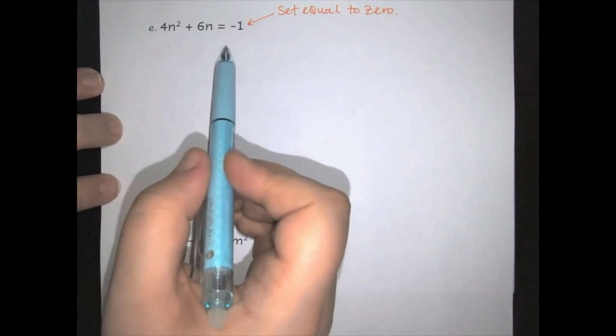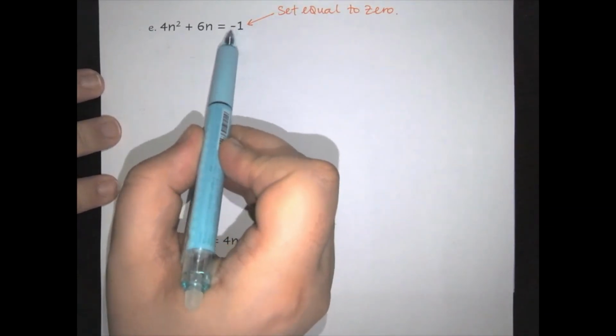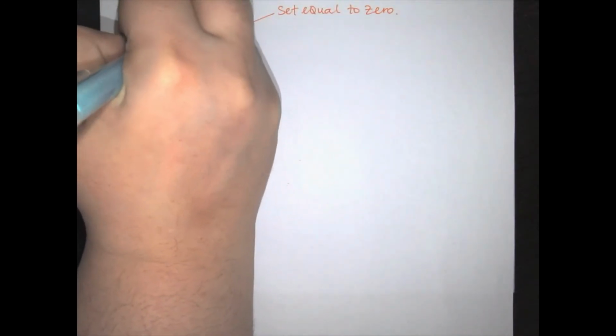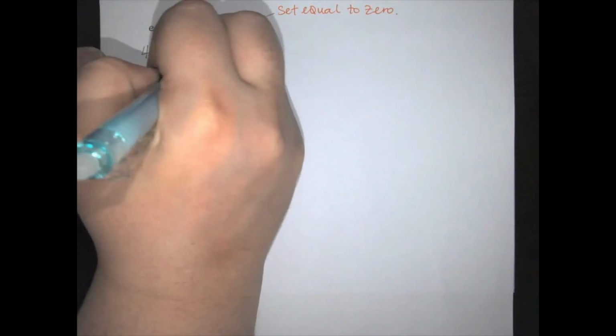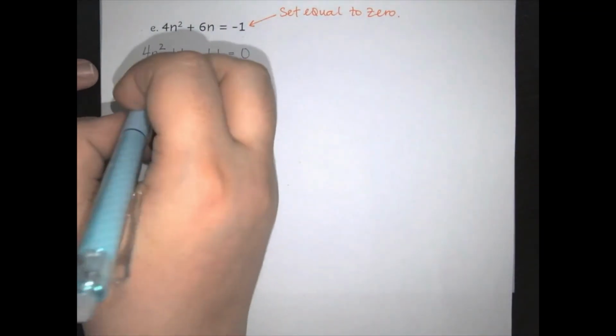Here we need to make sure that the equation is set equal to 0. So we're going to take this negative 1 and we're going to move it. So our equation is going to become 4n squared plus 6n plus 1 equals 0. Then just like before, we can identify that your a is 4, your b is 6, and your c is 1. Using that allows us again to plug into your formula.